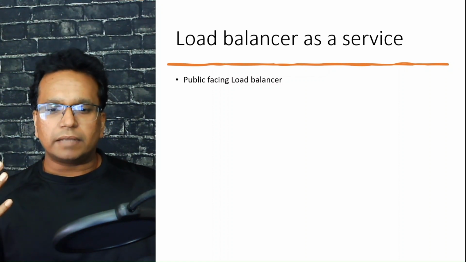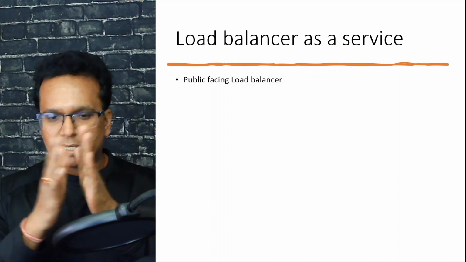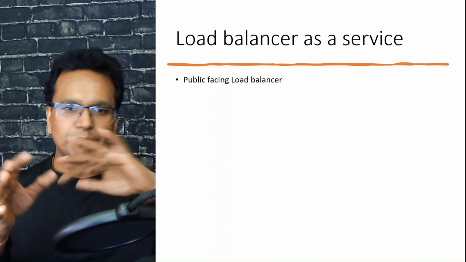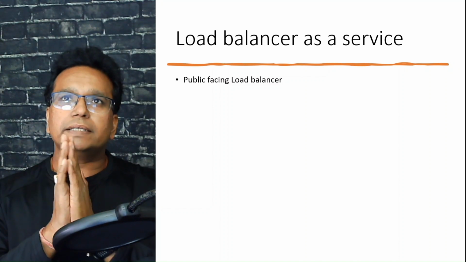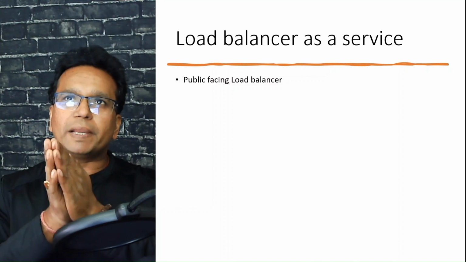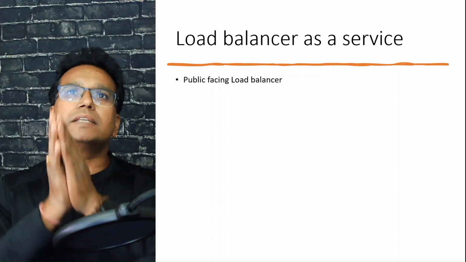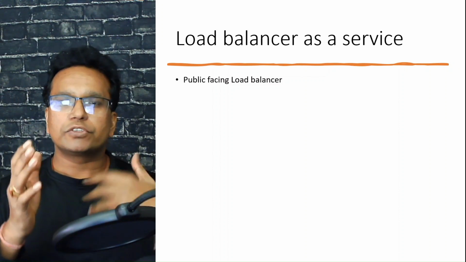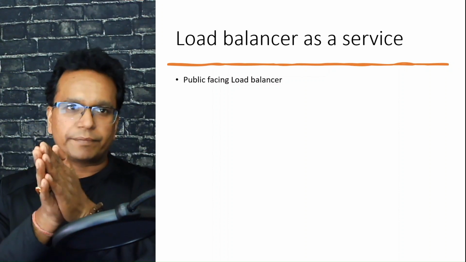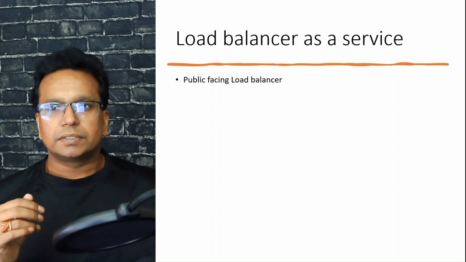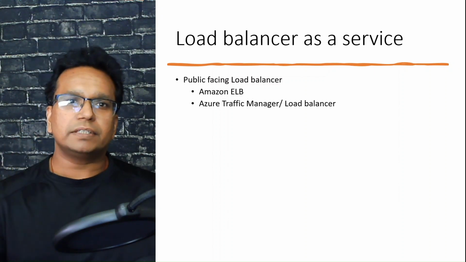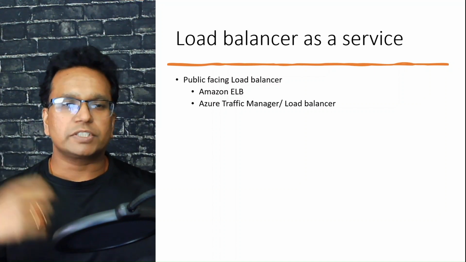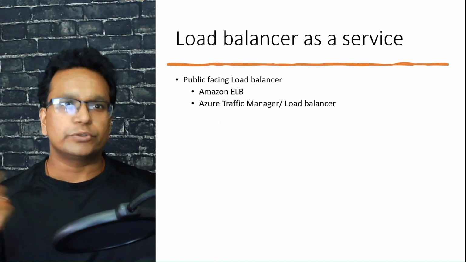So at a very high level, we can say load balancers are of two different types: public facing and private facing. Public facing means that this load balancer is reachable from the cloud, so basically its IP address is public. We can have different load balancers as a service, for example, Amazon ELB or Azure Traffic Manager and load balancers.